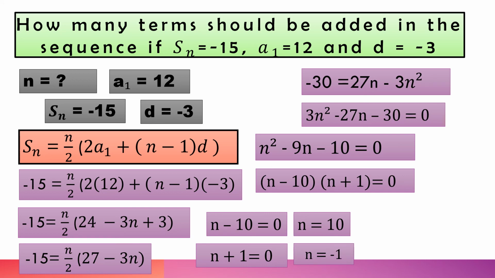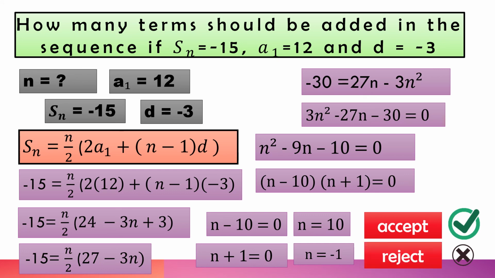equal to negative 1. Again, since we are asked on the number of terms to be added, we are going to accept n is equal to 10 and reject n is equal to negative 1 because this is a negative integer. We therefore conclude that there are 10 terms to be added in the sequence.